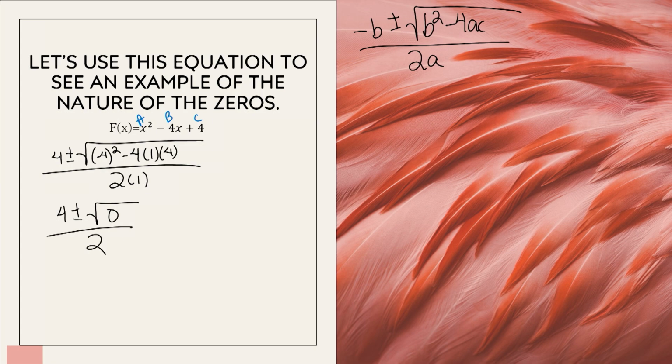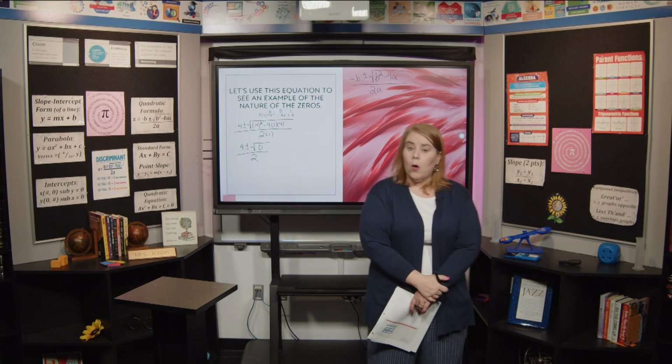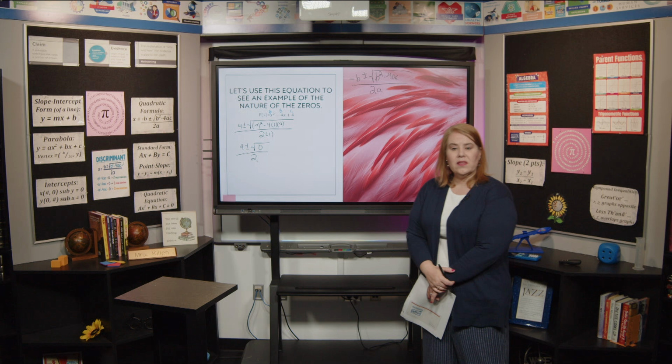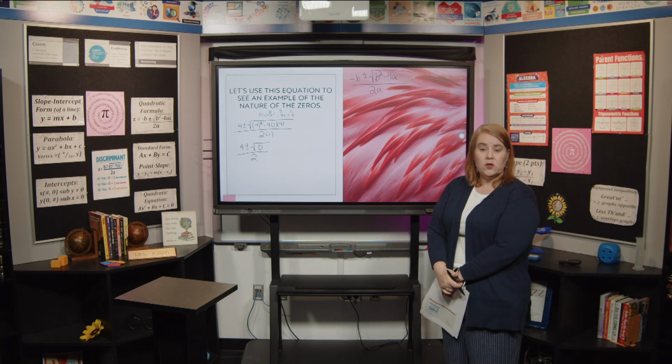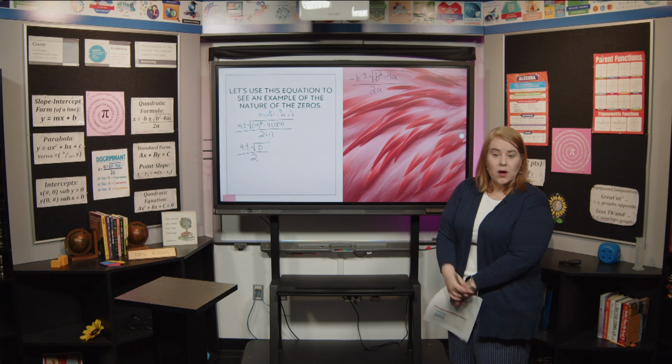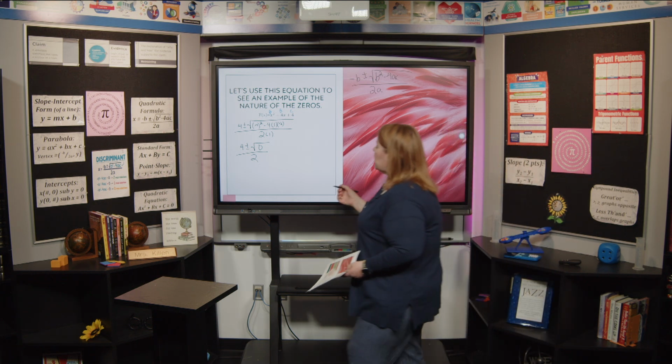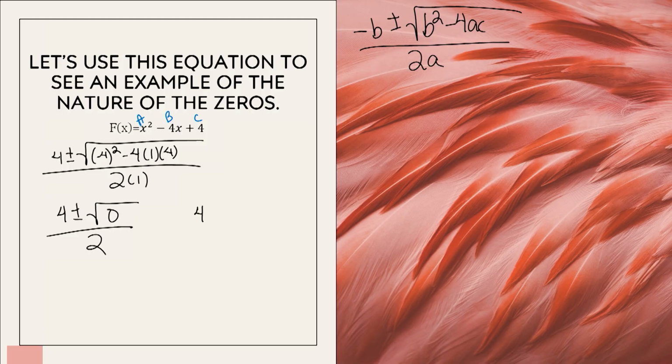Now, Ms. Killen, you can't take the square root of 0. Oh, but you can. Pick up your calculators. Put square root symbol, 0, and enter. And what you get? You get 0, because 0 times 0 is what? 0. So then I have 4 plus 0 over 2, or 4 minus 0 over 2. And what do you get? I get 4 over 2, and I get 4 over 2.